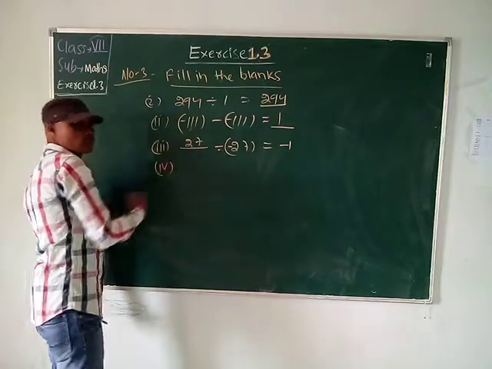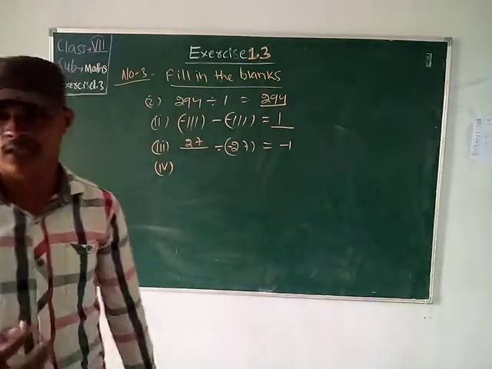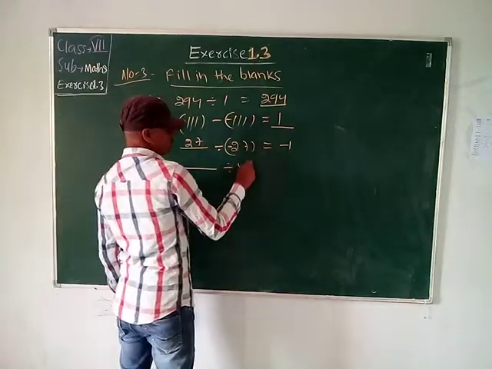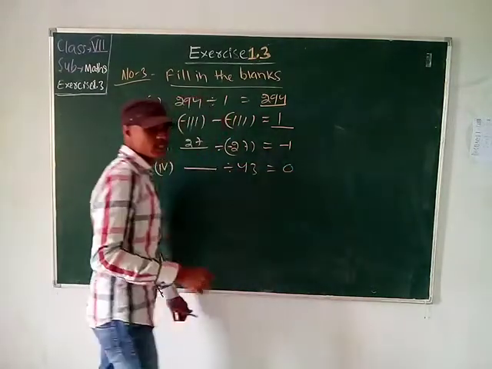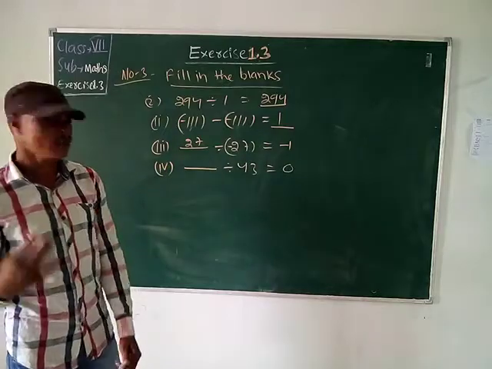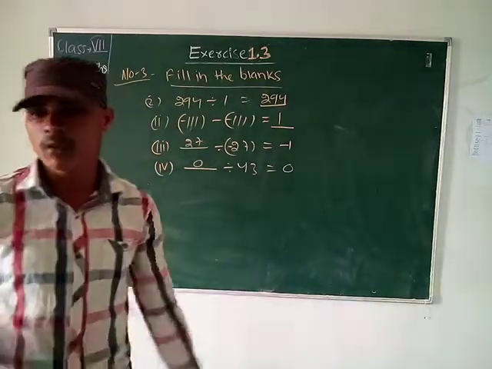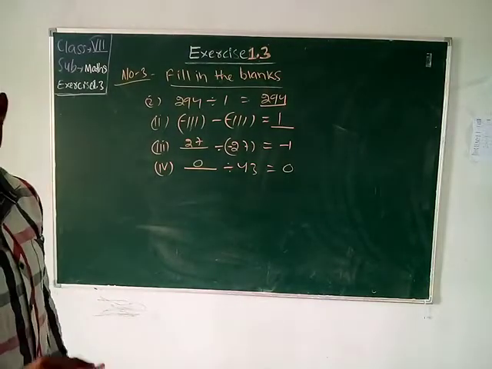Now the fourth bit. The fourth bit is blank divided by 43 equal to 0. We know that if you divide 0 by any number, the answer is 0. So 0 divided by 43 equal to 0. Clear about it?